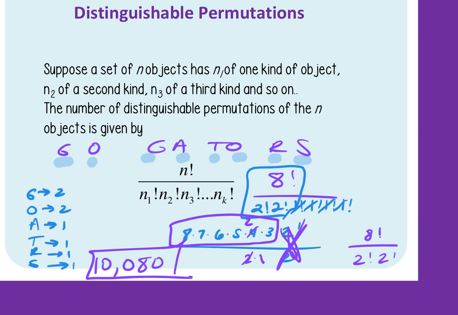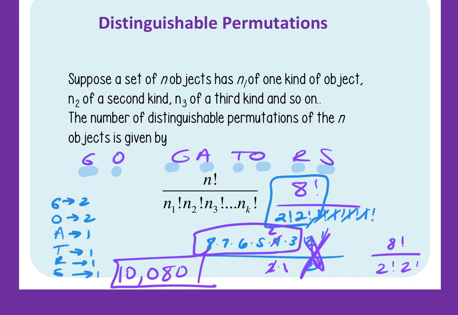If you didn't use your calculator, it would have been 8 times 7 times 6 times 5 times 2 after we simplified it.